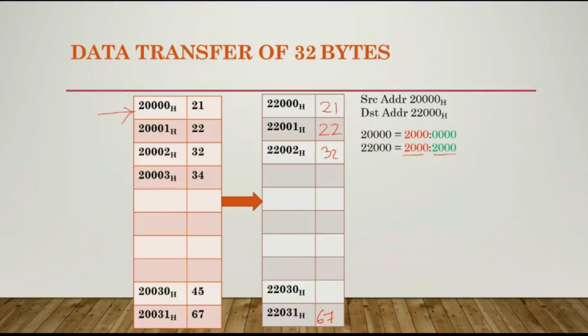As the base address for both source and destination is the same, I can write this address as DS, since it will be in the data segment. So DS plus source index, SI, and DS plus destination index, DI. DS will have 2000 in it, SI will be initialized as 0000, and DI will be initialized as 2000.